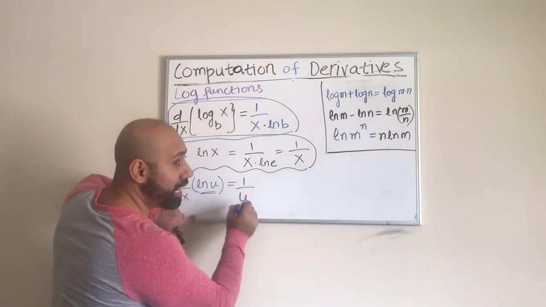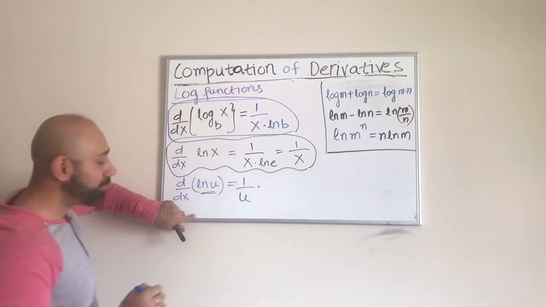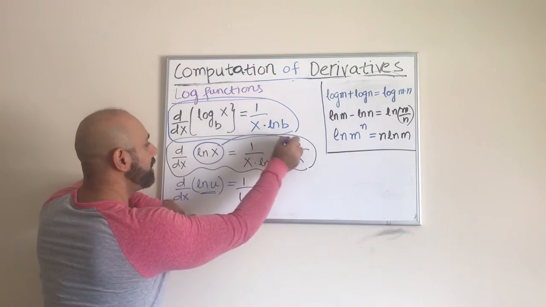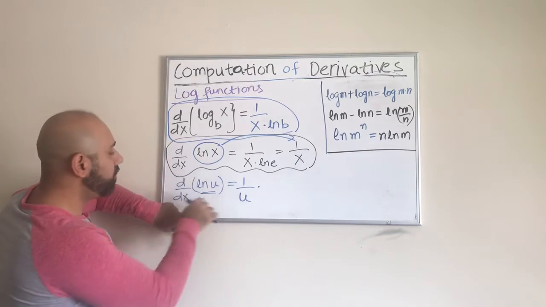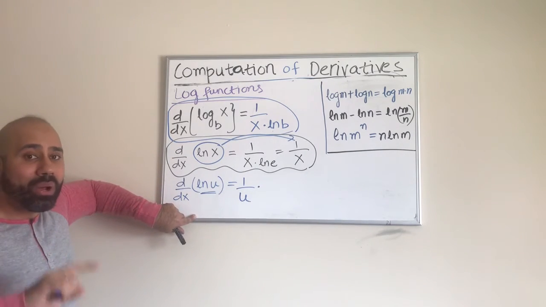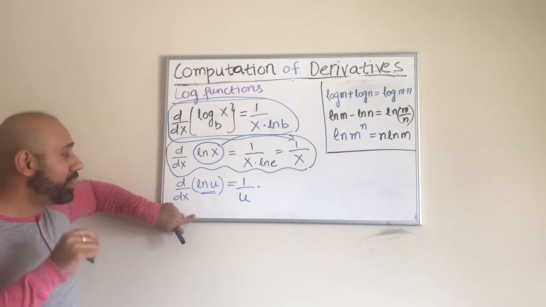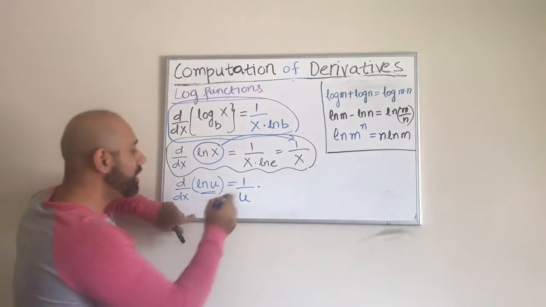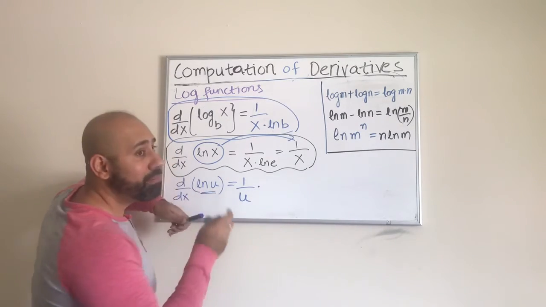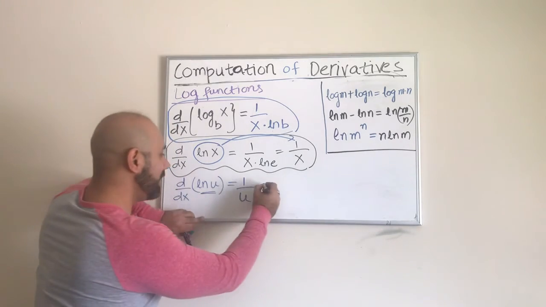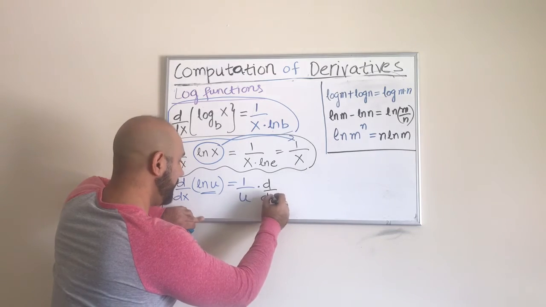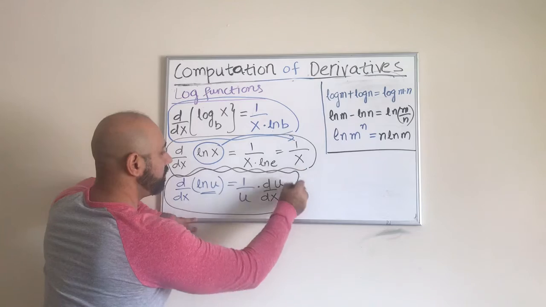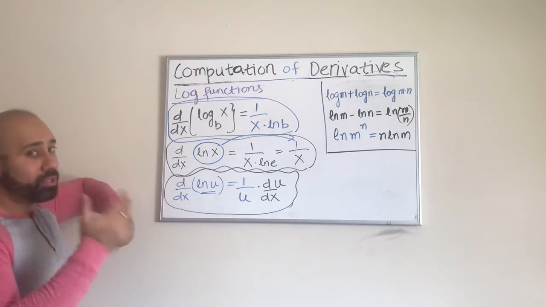But we cannot stop right here. We are just following this definition, 1 over u, the inverse. But then u is also in turn a function of x. So in order to take care of that, we use the chain rule. You have to multiply by the derivative of the inner function, and in this case, that is d over dx of u. So this is the formula for finding the derivative of ln u using the chain rule.